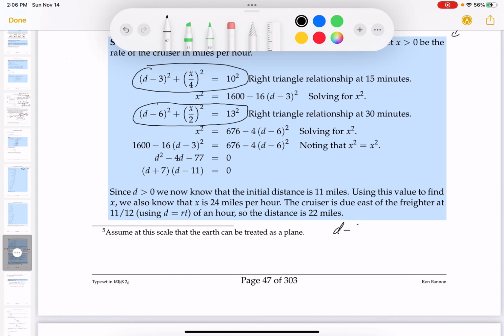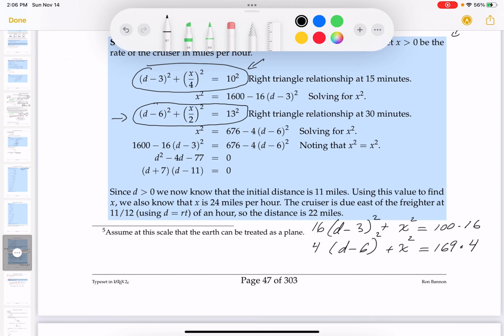So d minus 3 squared. I'm going to multiply both sides by 16, I'm doing this equation here, plus x squared is equal to 100 times 16. I'm going to multiply the other equation, this one up here, by 4. So I get 4 times d minus 6 squared plus x squared equals, well, 13 squared is 169, right? So I'm going to put down 169 times 4.